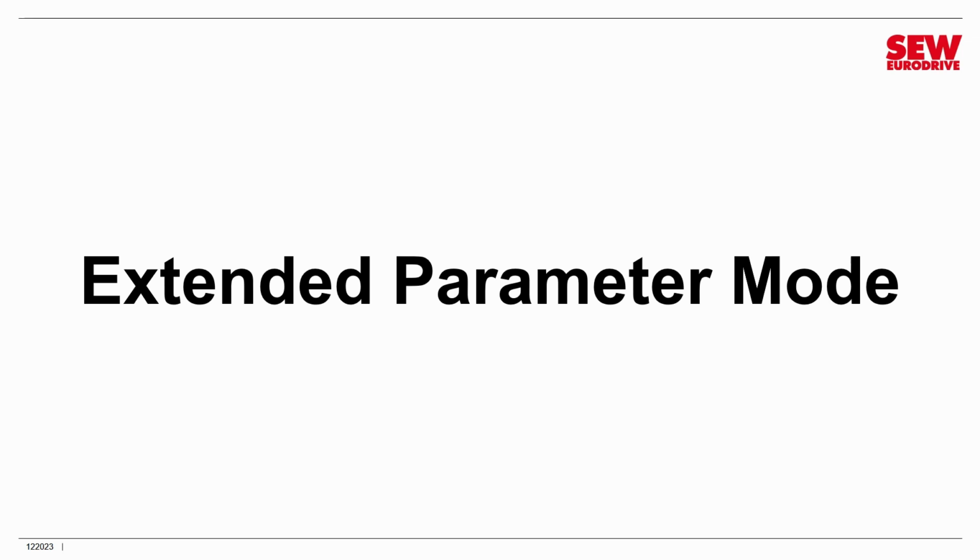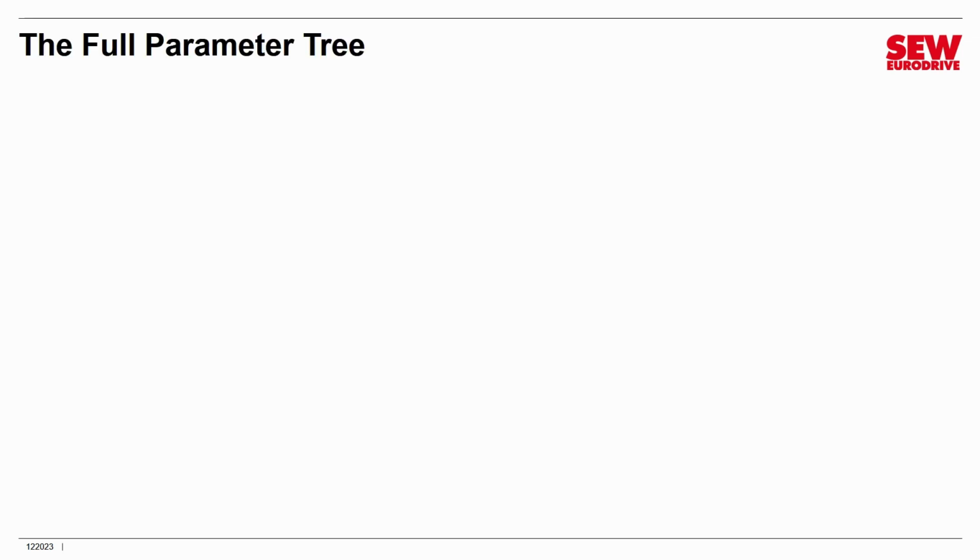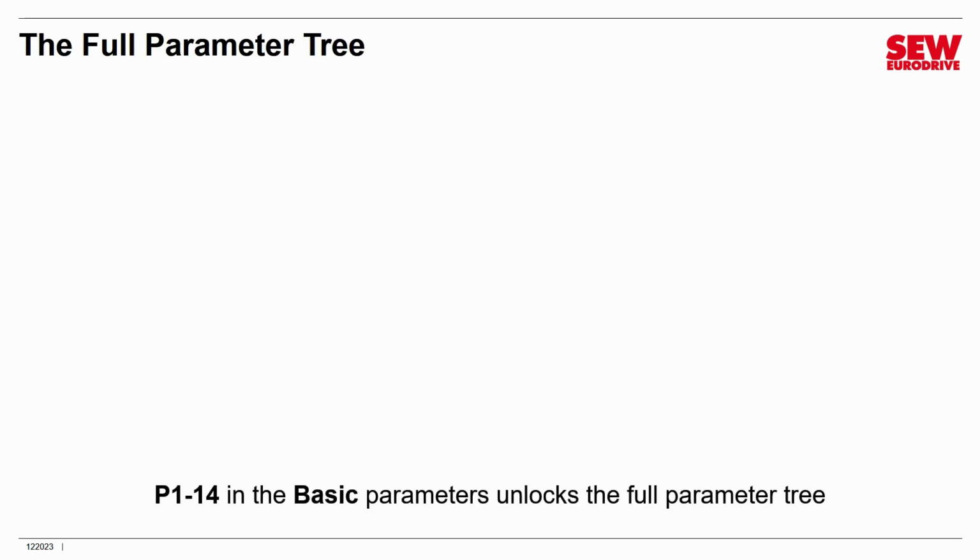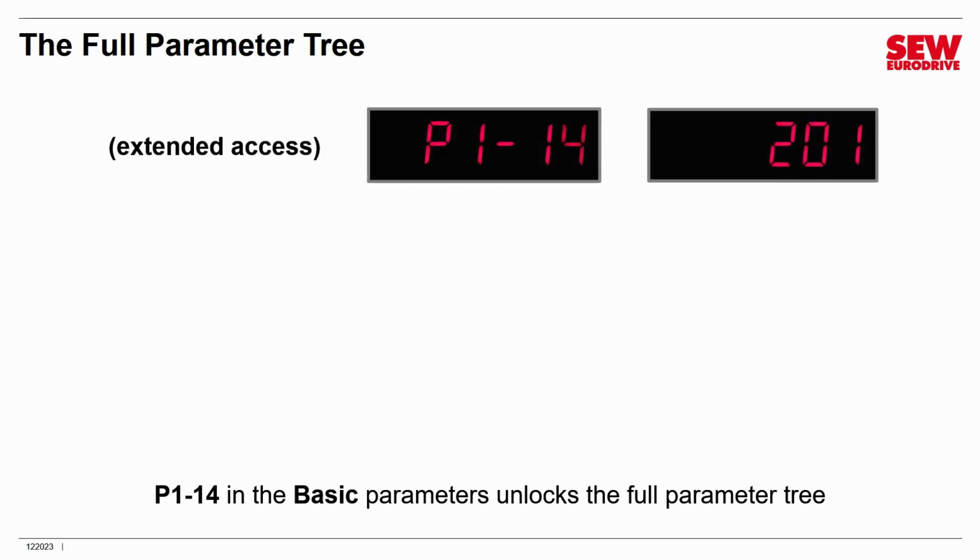So we're going to switch our VFD into what's called extended parameter mode. By default, most of the parameters are hidden. We're going to change that. And to do this, you go to parameter 1-14, which is in the basic parameters, and you enter a password which unlocks the full parameter tree. So what we need to do is we go to parameter 1-14 and we put a 201 in there. That is the default password which unlocks the complete parameter set.